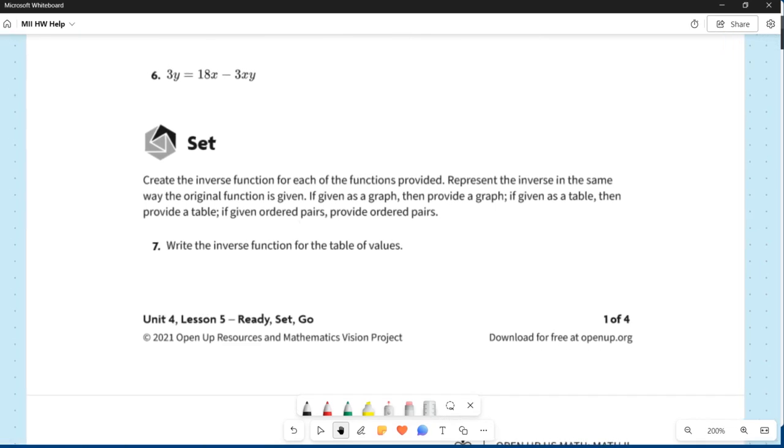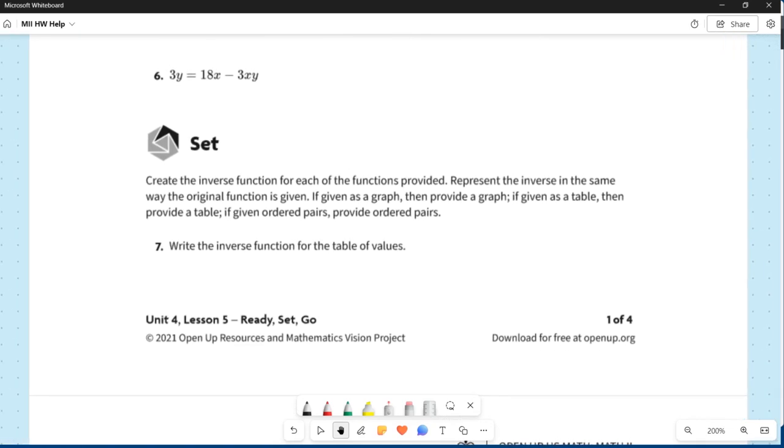Question 6. So question 6, we're given an equation, 3y equals 18x minus 3xy. And this question is a little, I don't want to say tricky, but it's got a couple of twists and turns, I guess. So as always, our goal is to get y equals something. So if y is by itself and the something is simplified, we're good to go.